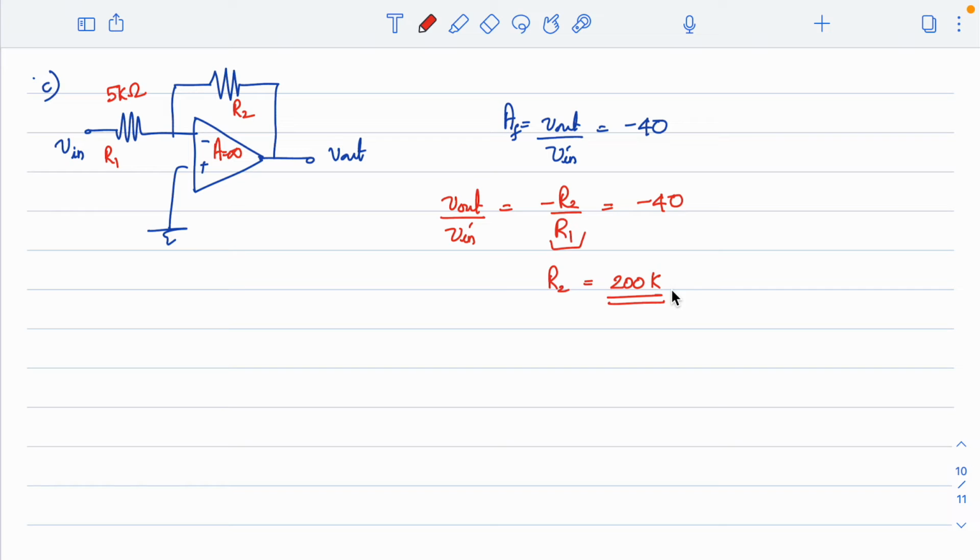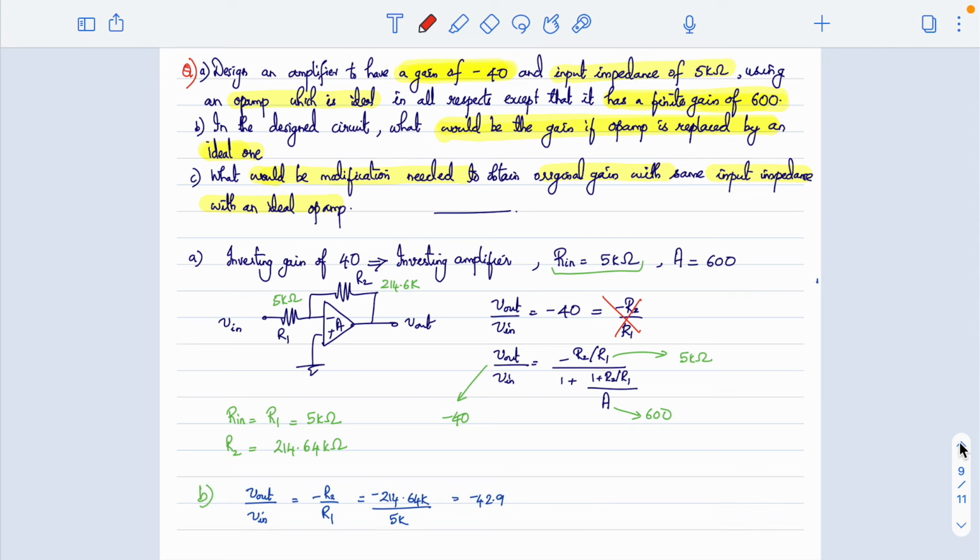Now if I want to get this closed loop gain of minus 40, what extra thing should I do here? What should I do in order to maintain this? I already designed a circuit here with R2 value 214.6K. Now what should I do in order to obtain the original gain with the same input impedance? So what modification should I make with the same circuit? That is the question. The modification required is that R2 should be changed to 200K.